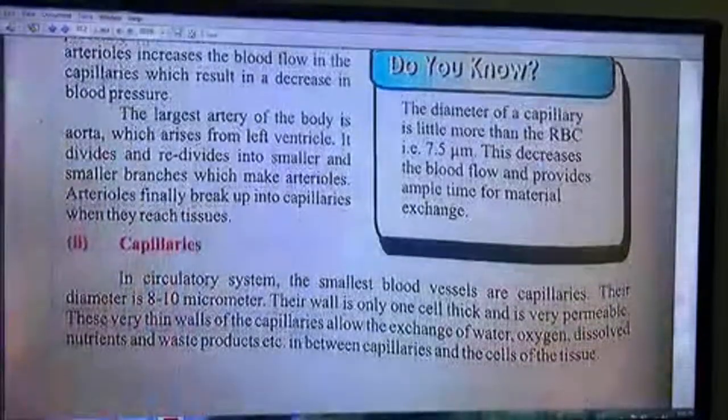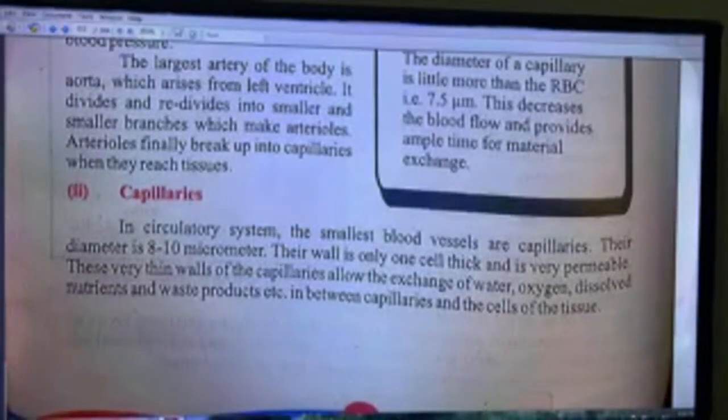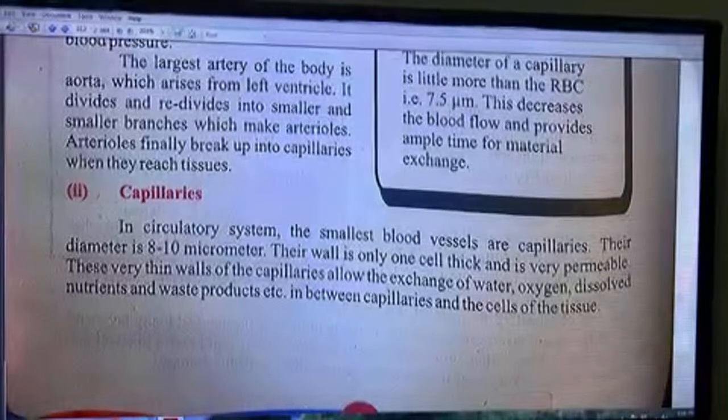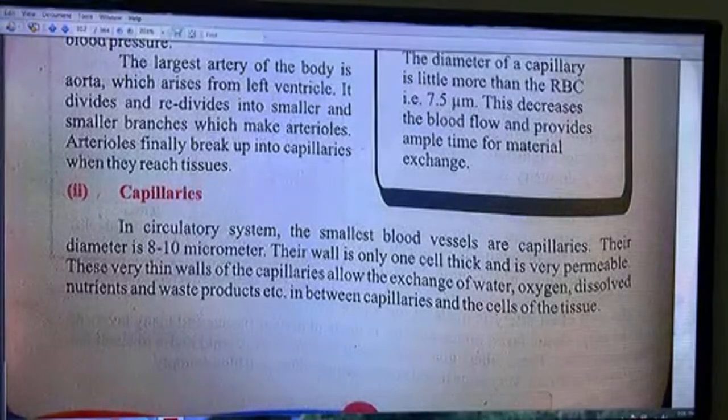The largest artery of the body is the aorta, which arises from the left ventricle. It divides and redivides into smaller and smaller branches, which make arterioles. Arterioles finally break up into capillaries when they reach the tissues.